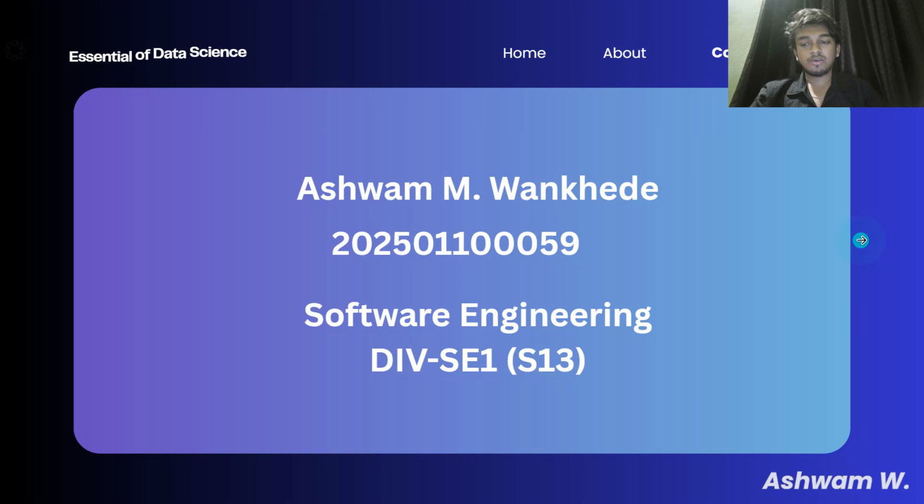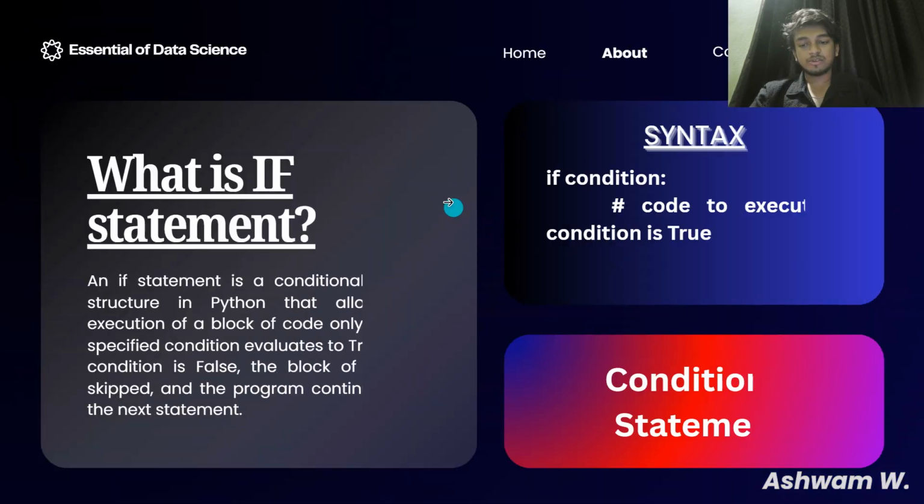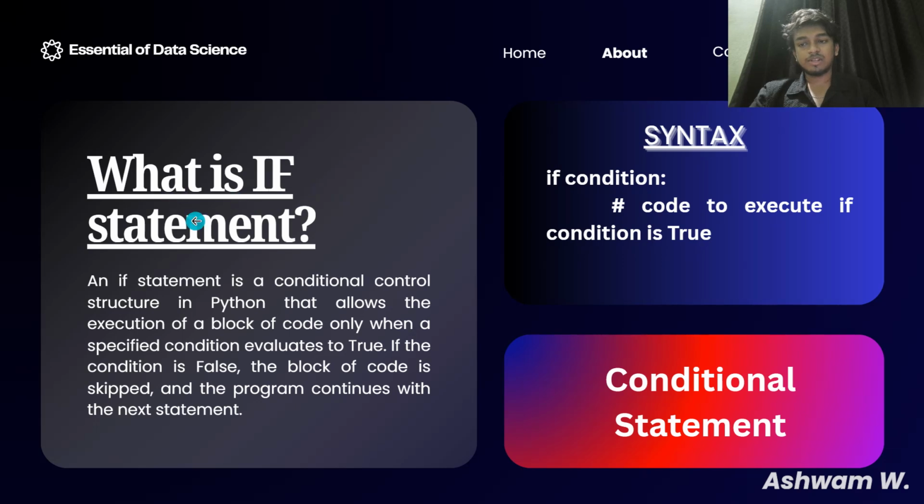But before we get into complex stuff, let's quickly refresh what the standard if statement actually does. So, what is an if statement? An if statement is a conditional control structure in Python that allows the execution of a block of code only when a specific condition evaluates to true. If the condition is false, the block of code is skipped and the program continues with the next statement.